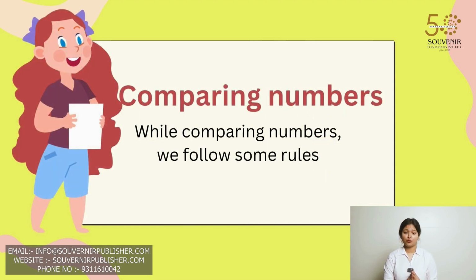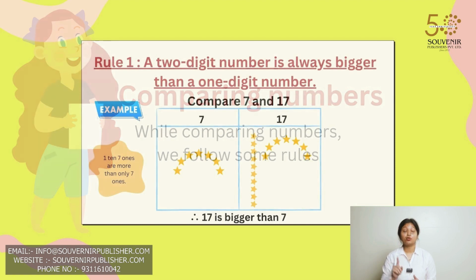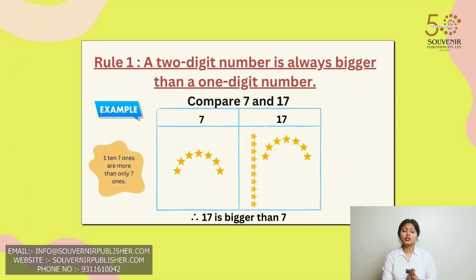Now we are going to know how we are going to compare numbers. While comparing, we follow some rules. So let's know all the rules. Rule number 1. A 2-digit number is always bigger than a 1-digit number. For example, we have 7 and 17. And here 17 is a 2-digit number, so 17 is bigger than 7. 1 ten and 7 ones are more than 7 ones.